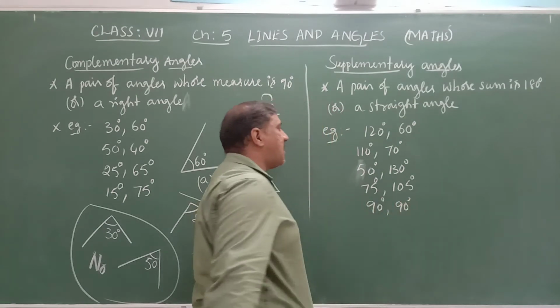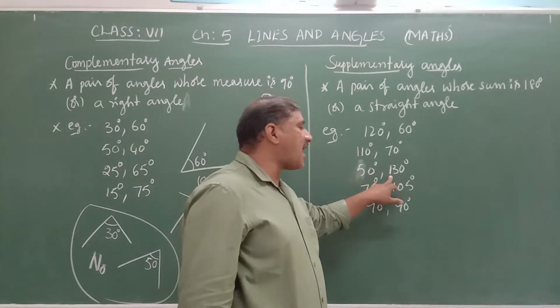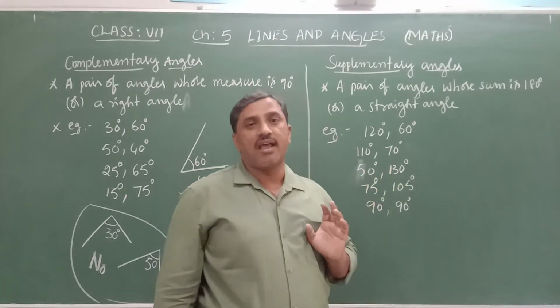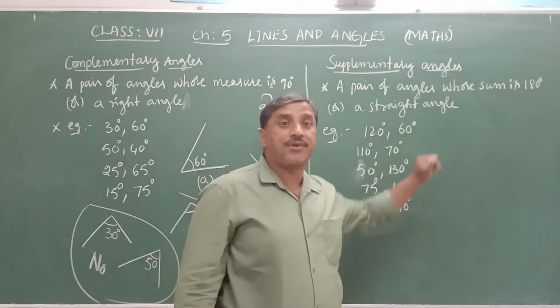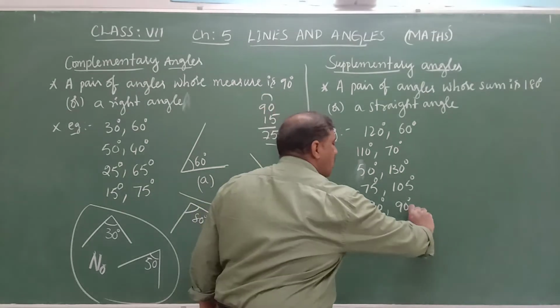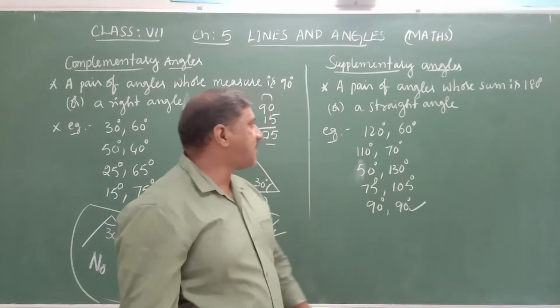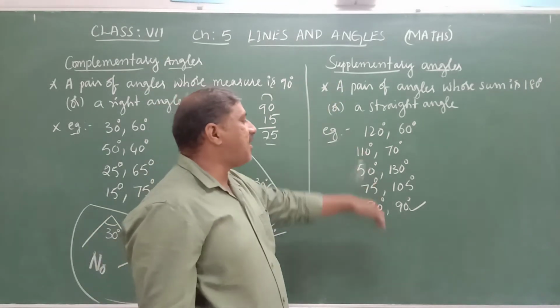If you observe this type of angles, one angle is an acute angle, the other angle is an obtuse angle. Almost in all the examples, one angle is acute and the other one is obtuse. But here we have two angles that are right angles, that is 90 degrees and 90 degrees. These are some of the examples of supplementary angles.